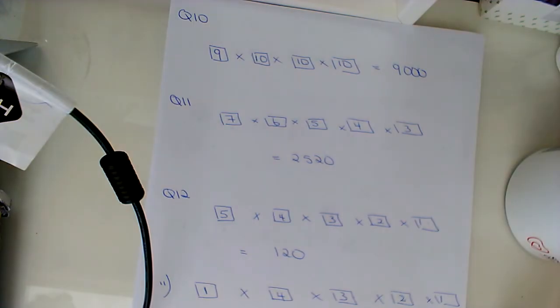Question 10 says a company wishes to introduce an identification number for each employee. Each number consists of 4 digits, the first digit of which is never 0. How many different numbers are there if the digits may be repeated? So the first digit I could have 0, 1, 2, 3, 4, 5, 6, 7, 8, 9. So there's 10 digits there altogether.